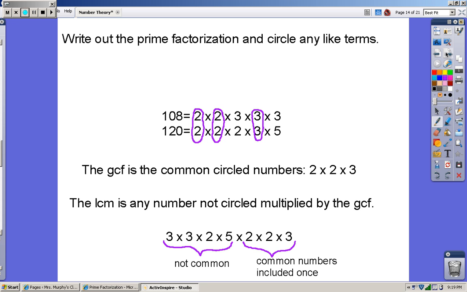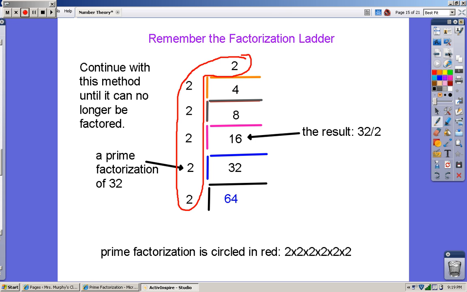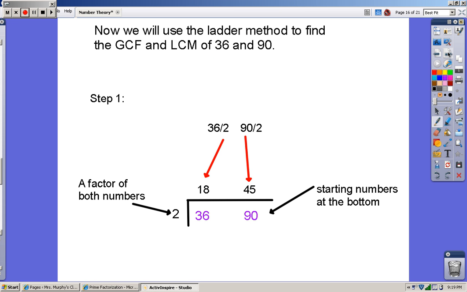So use your prime factorization to find the ones that they have in common first, find the greatest common factor, and then take into account all these extra guys when you're finding the LCM. Take into account all your leftovers. It's the same with the prime factorization ladder. You do it the exact same way. You're still finding the prime factorization no matter which method you use.